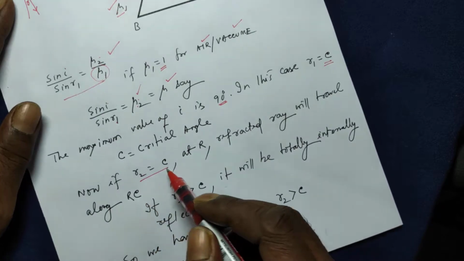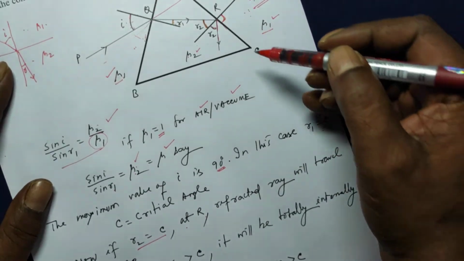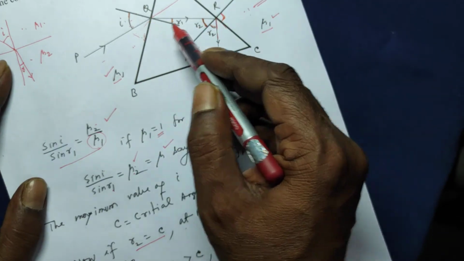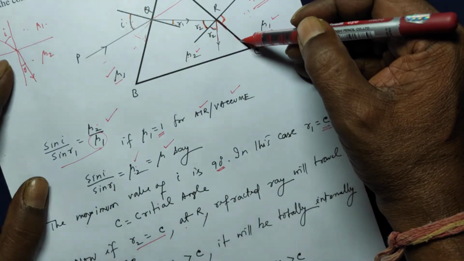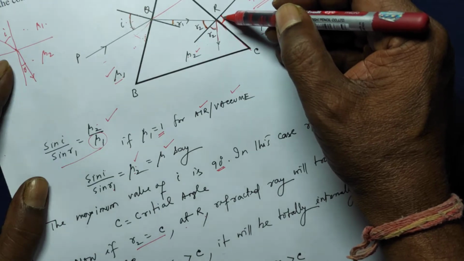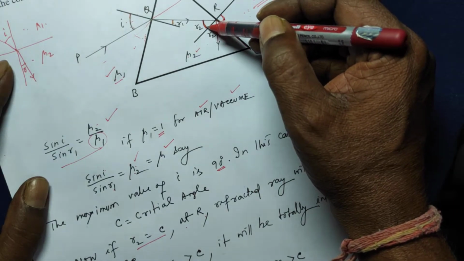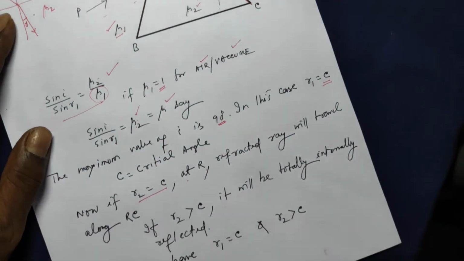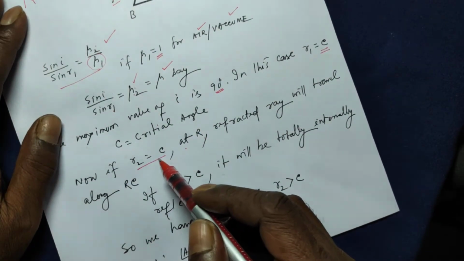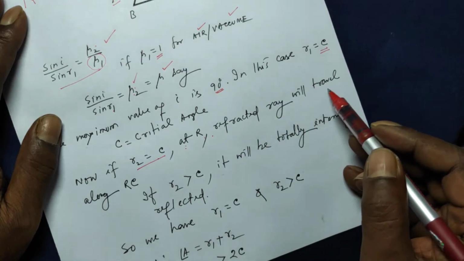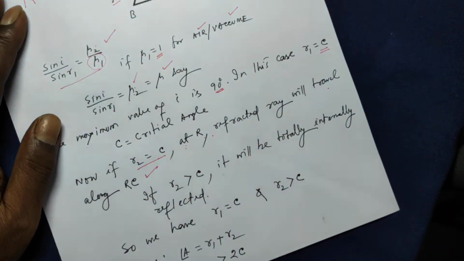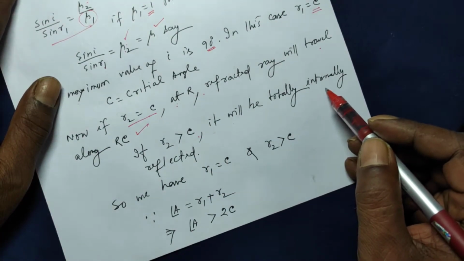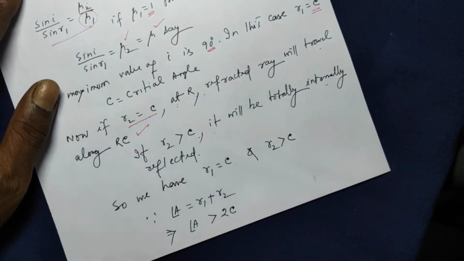If R2 is equal to C, which I just explained, then this QR will travel like this, grazing the surface, meaning making angle 90 here. If R2 is greater than C, then it will be totally internally reflected. So if R2 is C at R, the refracted ray will travel along RC. Now if R2 is greater than C, it will be totally internally reflected.